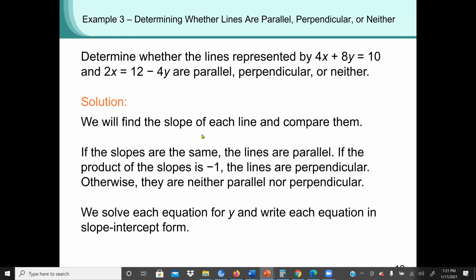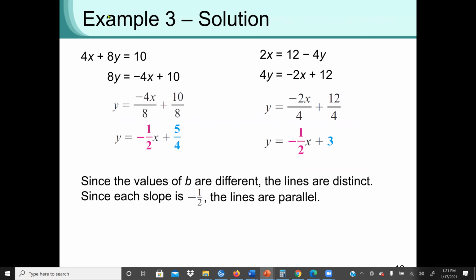So first we need to find the slope of each line, then we compare them. That's it. The slope will determine whether the two lines are parallel, perpendicular, or neither. If the slopes are the same, the lines are parallel. If the product of the slopes is -1, which means negative reciprocal, then they are perpendicular. Otherwise, they are neither parallel nor perpendicular. The first thing we did was find the slope of the first line, and the slope was -0.5. We found the slope of the second line, and the slope also was -0.5. So this means they are parallel.